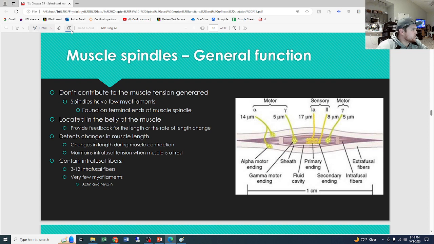And that's where the gamma motor neurons go to. They're found on the terminal ends of the muscle spindle. They are located in the belly of the muscle, in this center, to help sense the change. They provide feedback for the length or the rate of length change. It detects changes in muscle length, changes in length during muscle contraction, and maintains intrafusal tension when the muscle is at rest. They contain anywhere from 3 to 12 intrafusal fibers and very few myofilaments, actinomyosin.